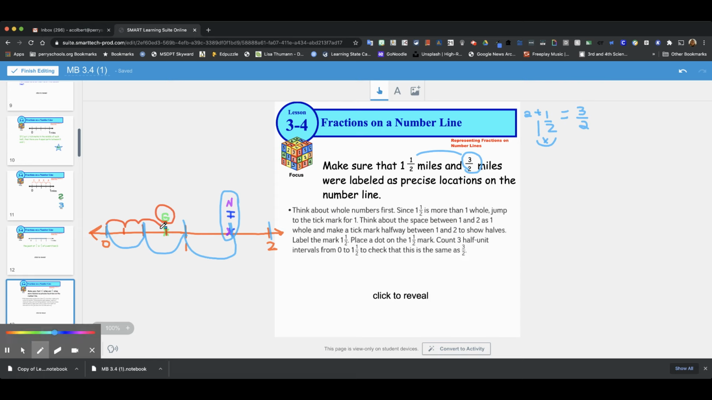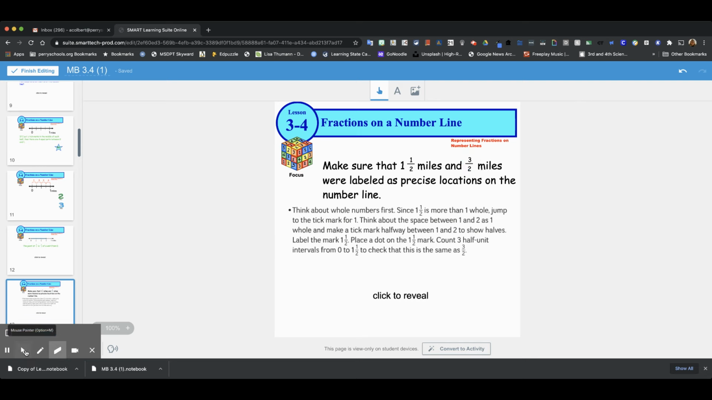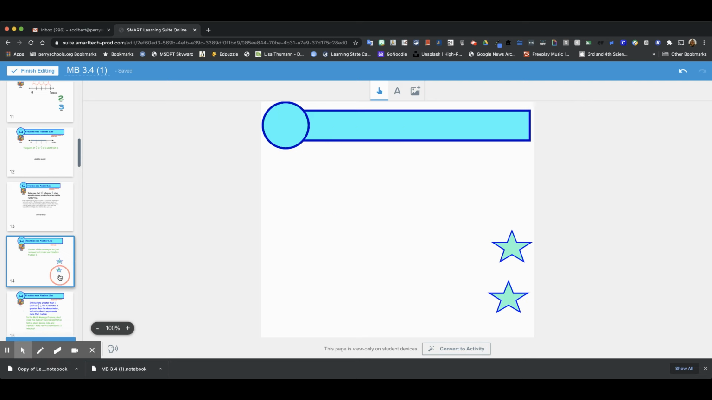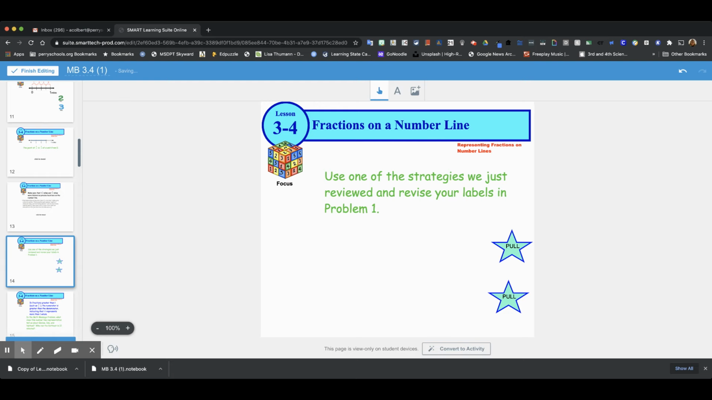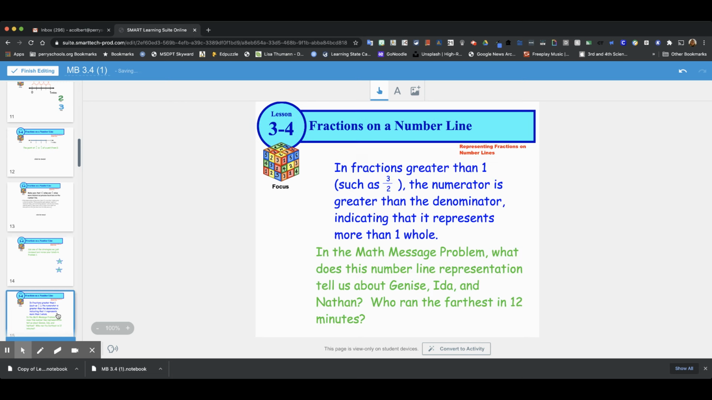So were your places the same as mine? And if they were, were you correct? I want you to think about the strategies that we just reviewed and revise your labels in your journal if you didn't have them in the same or correct area.